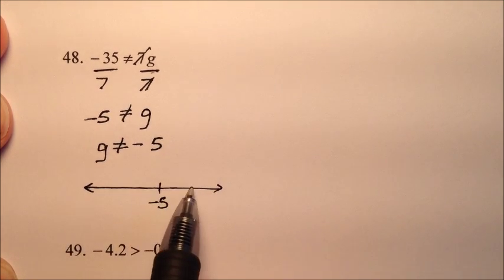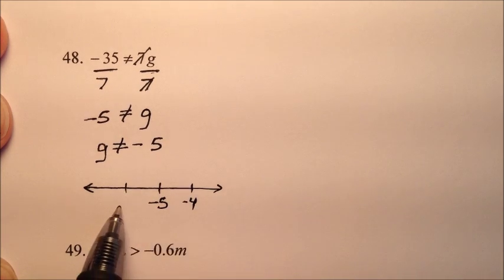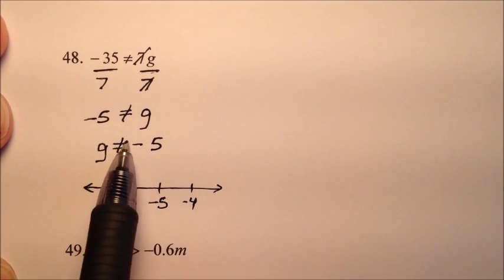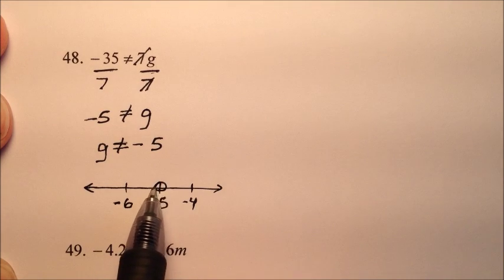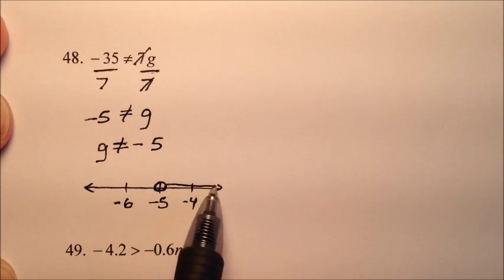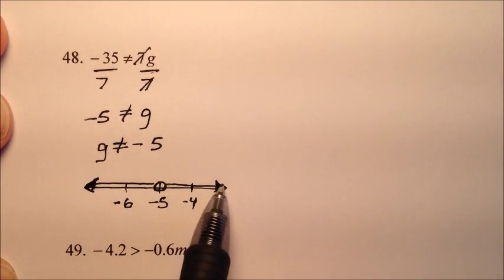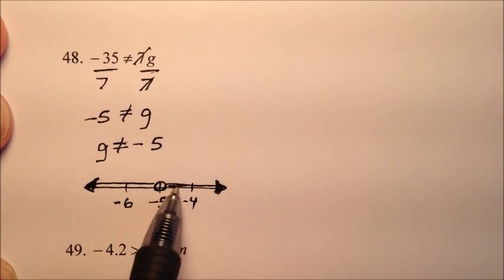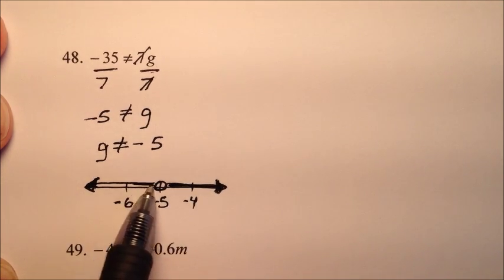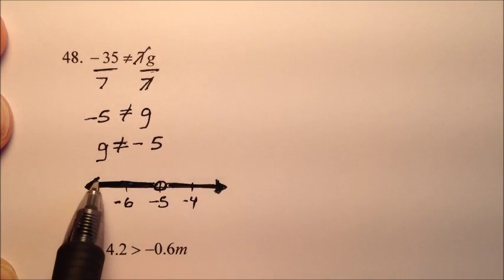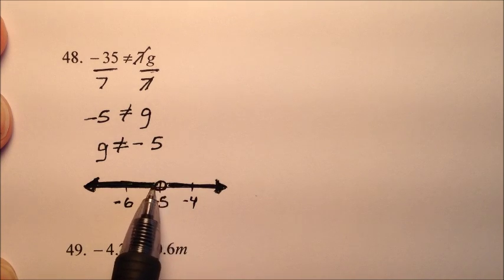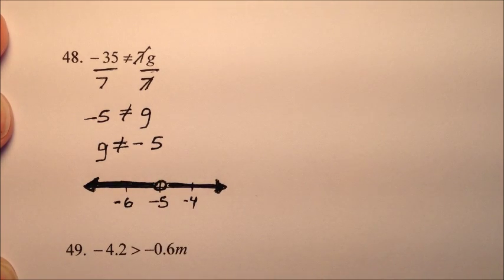So we put negative 5 in the middle, and we go one number to the right and one number to the left. And when we have not equal to negative 5, we put an open circle at negative 5. And then we actually extend the line in both directions because our inequality is telling us it can be anything, but it can't be negative 5. So that's why we have the open circle at negative 5. But it could be anything else, so we're going to shade in both the other directions, right and left. So the solution for 48 is g is not equal to negative 5, and we have an open circle at negative 5 with lines extending indefinitely in both directions.